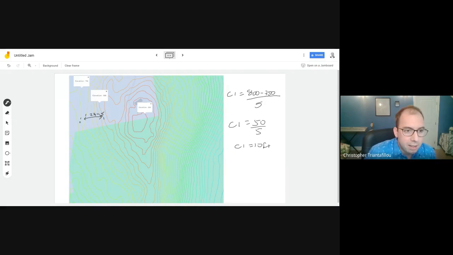So if that's 750, and the contour interval is 10 feet, that means this will be 760, 770, 780, 790, and then 800. That would make this one 810. It's a bit of a flat area there. 820, 830, 840, and 850. Now that's one way to do it.